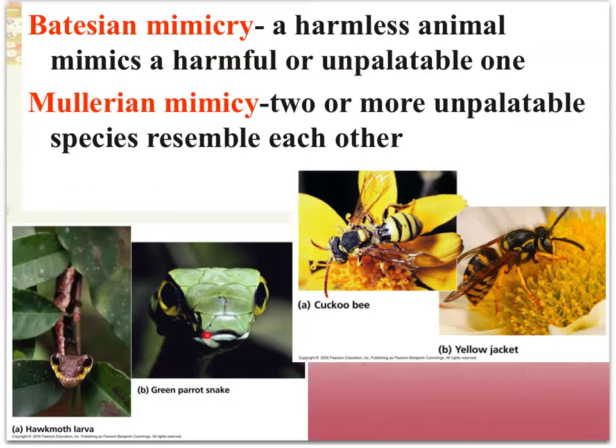The other type is Müllerian mimicry, in which two or more unpalatable species, like these two bees here, have grown to resemble each other, where animals or predator species are aware that yellow and black means don't mess with these guys. So there's this yellow jacket, and then there's the cuckoo bee, both harmful.